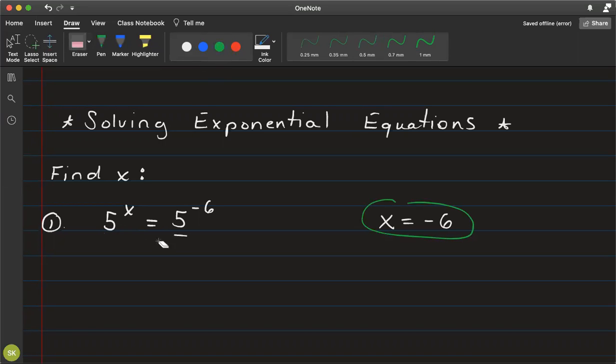And that makes sense, right? Because if I put a negative 6 here, I'll have 5 to the negative 6.